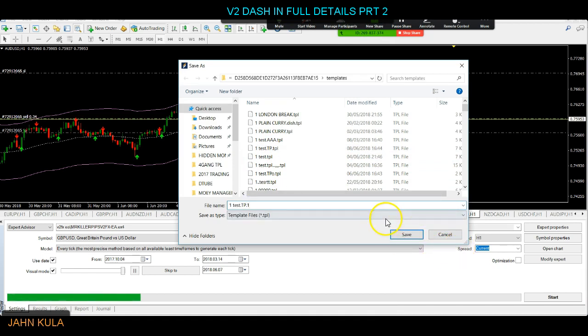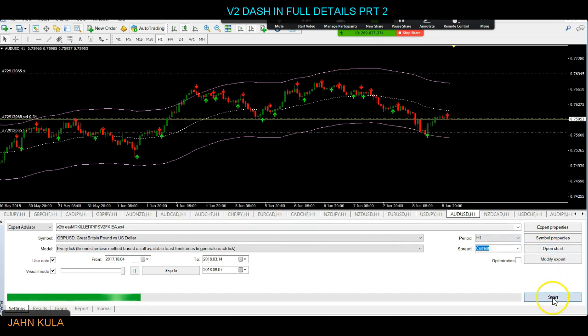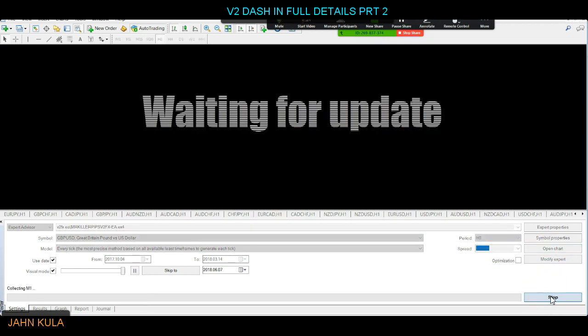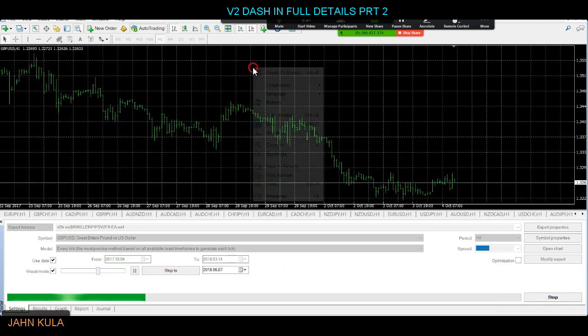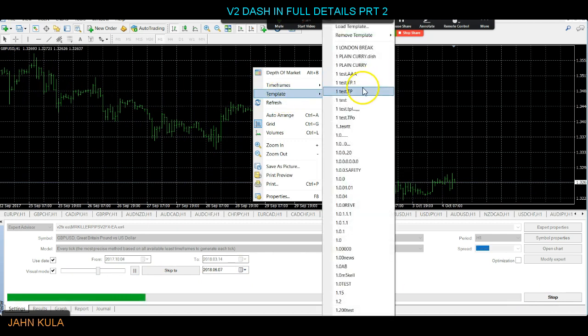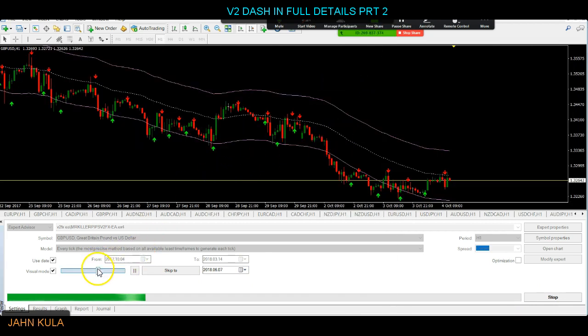So when you come to start, it's gonna run. It will run quicker now. Yeah, it's gonna run quicker now. So you're gonna load that. So I want you to have a look. So this is a template now.